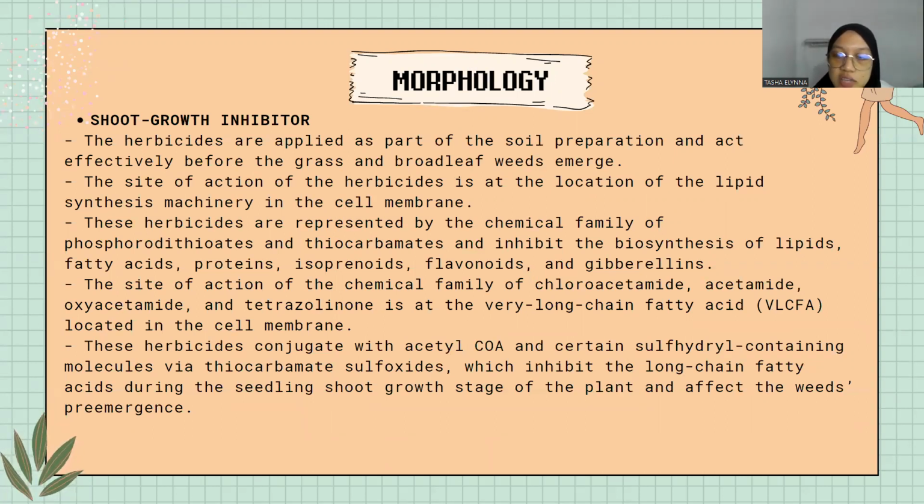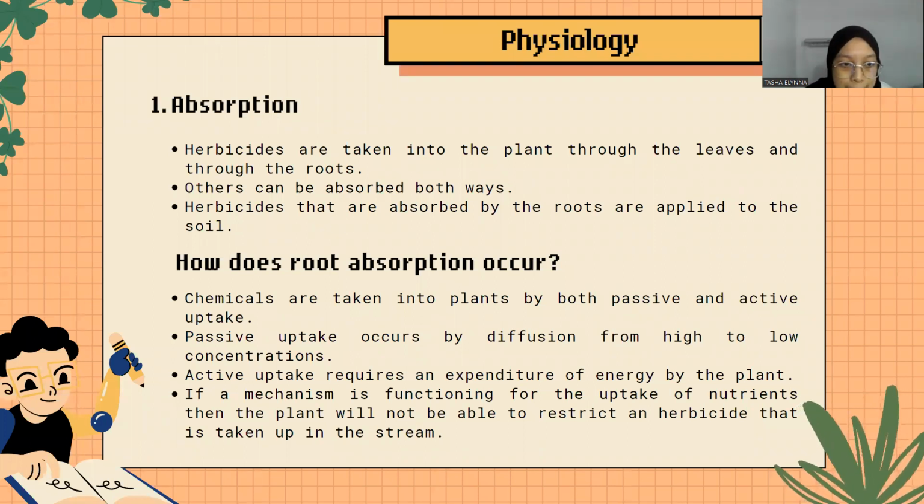The site of action of the chemical families of fluoroacetamide, acetamide, oxyacetamide, and tetrazolinone is at the very long chain fatty acids located in the cell membrane. This herbicide conjugates with acetyl-CoA and certain sulfhydryl-containing molecules via thiocarbamate sulfoxide, which inhibits the long-chain fatty acids during the seedling shoot growth stage of the plant and affects the weed's pre-emergence. That's all for me, and I will pass to the next presenter.